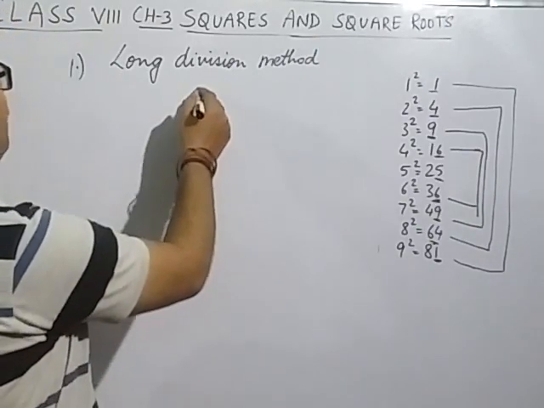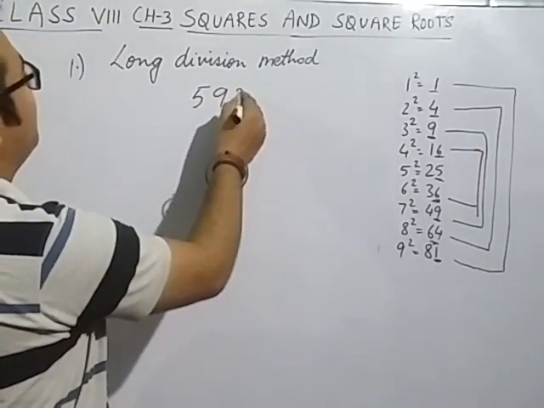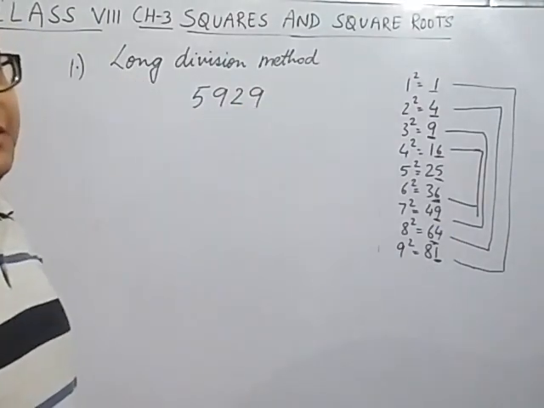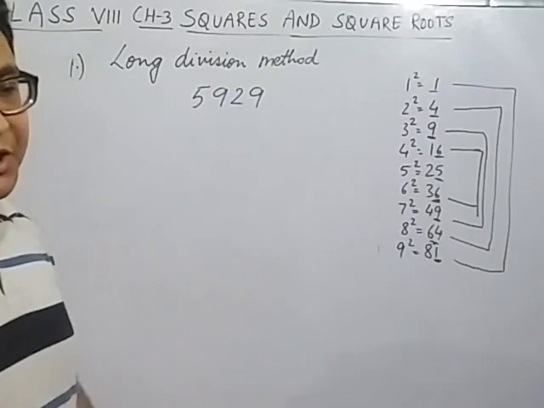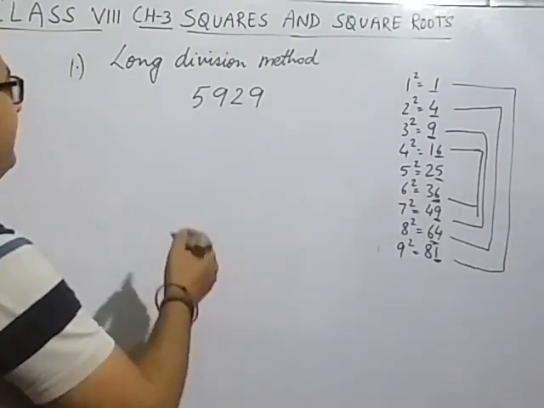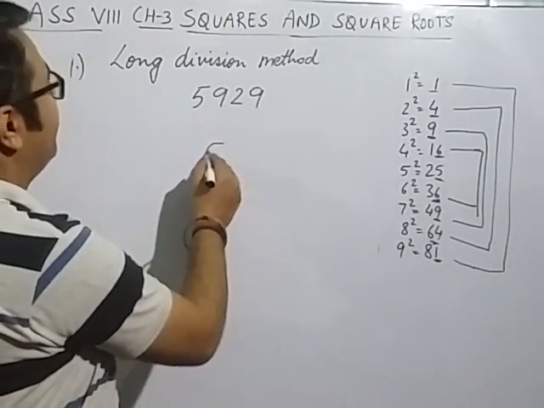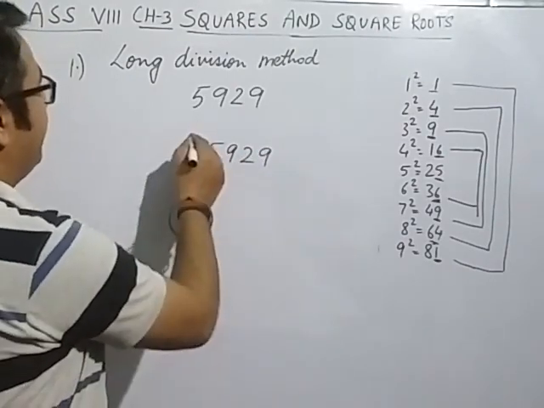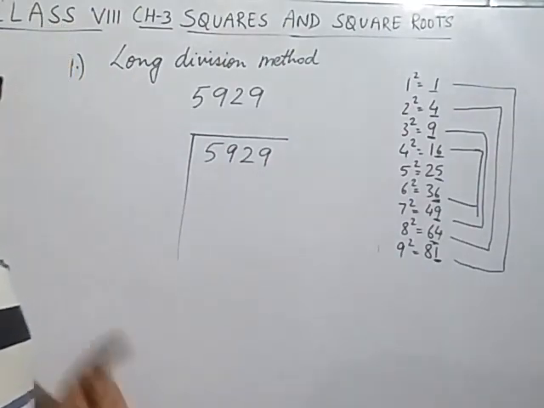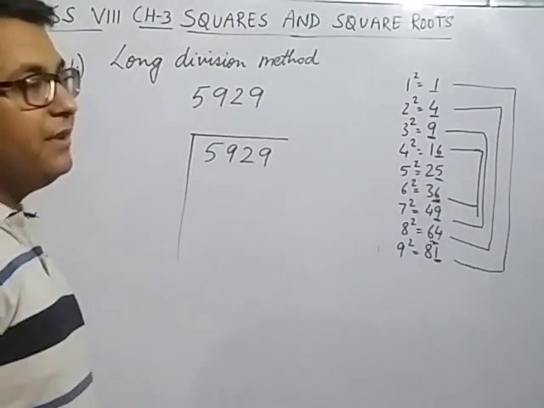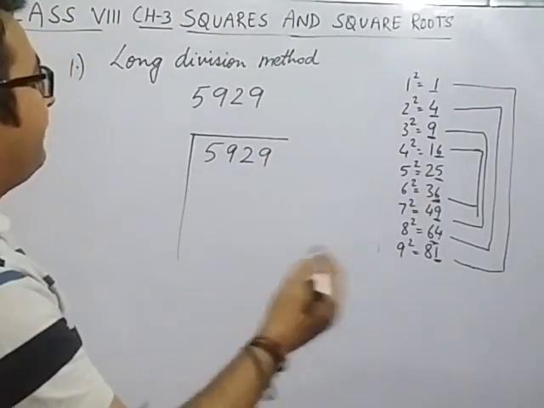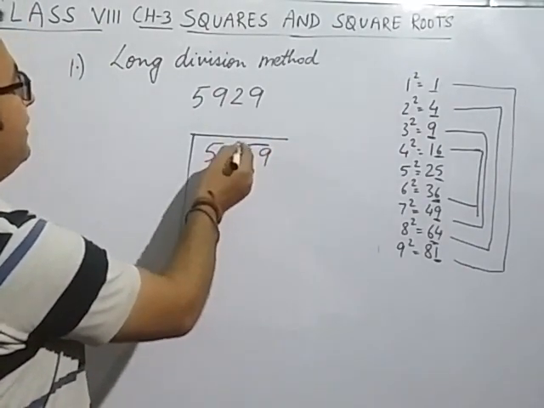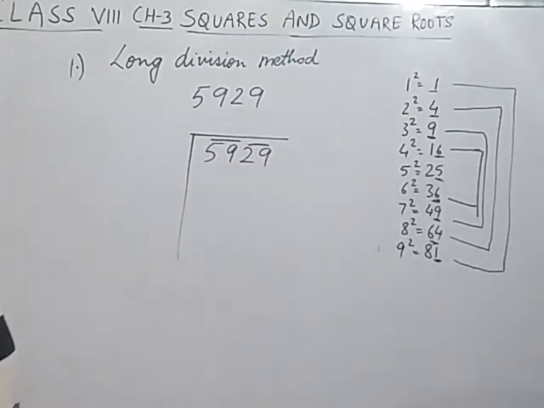Suppose I want to find the square root of 5929. As the name indicates, long division method, so here we perform the division to find the square root. Let's start. Number is 5929. I will write it in the division form. First step is we make pairs of 2 digits starting from the right, that is the unit digit. So one pair will be this and the other pair will be this. This is the first step.